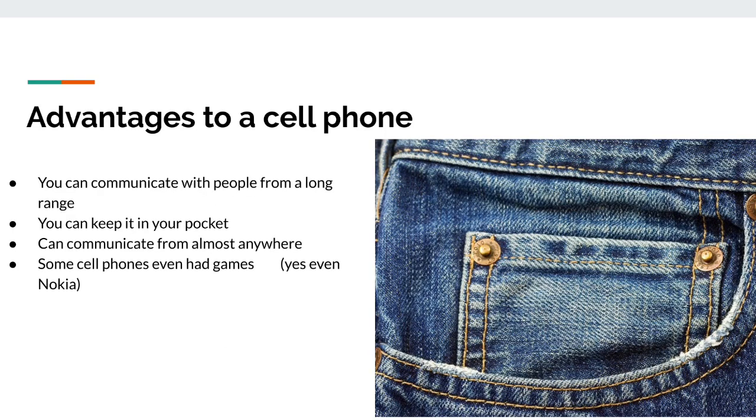Now that we have gone over the more complicated things about a cell phone, what are some pros to having a cell phone? You can communicate with other people from far away. It's pocket-sized. You can communicate from almost anywhere. I guess if you live in Antarctica, you basically can't. Some even have built-in games. Yes, flip phones did actually have games too.